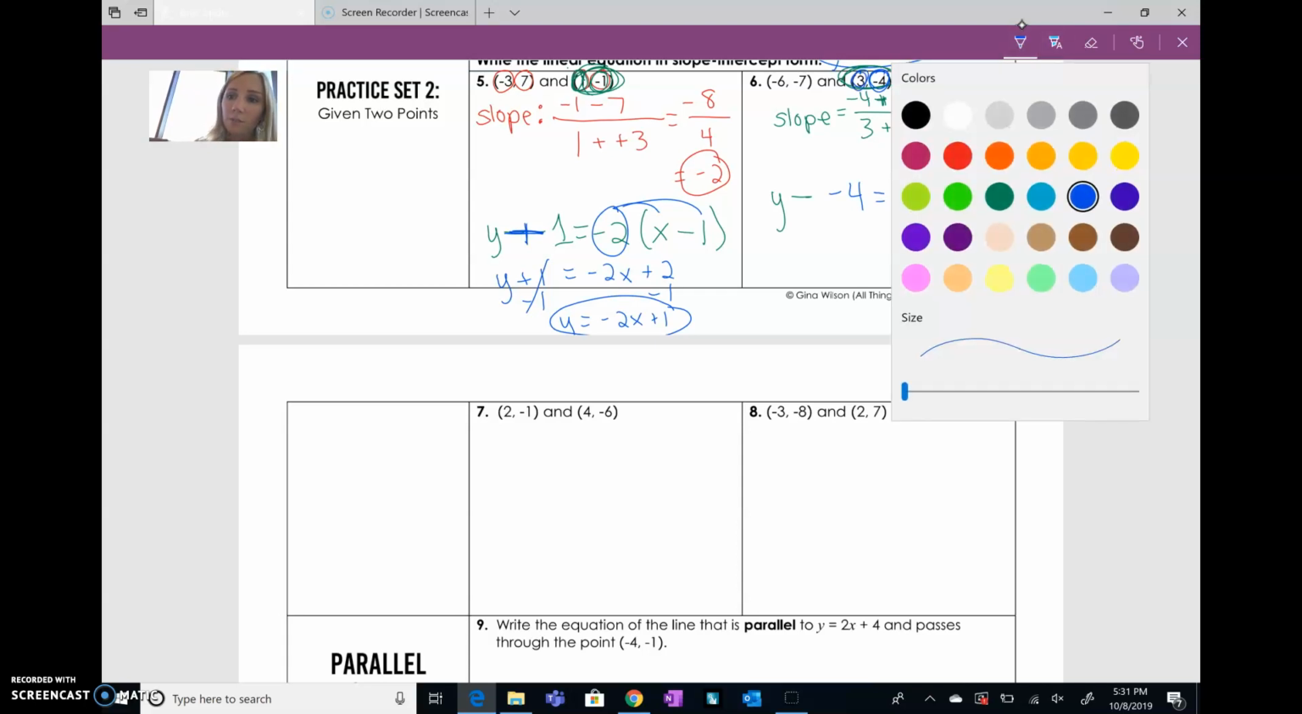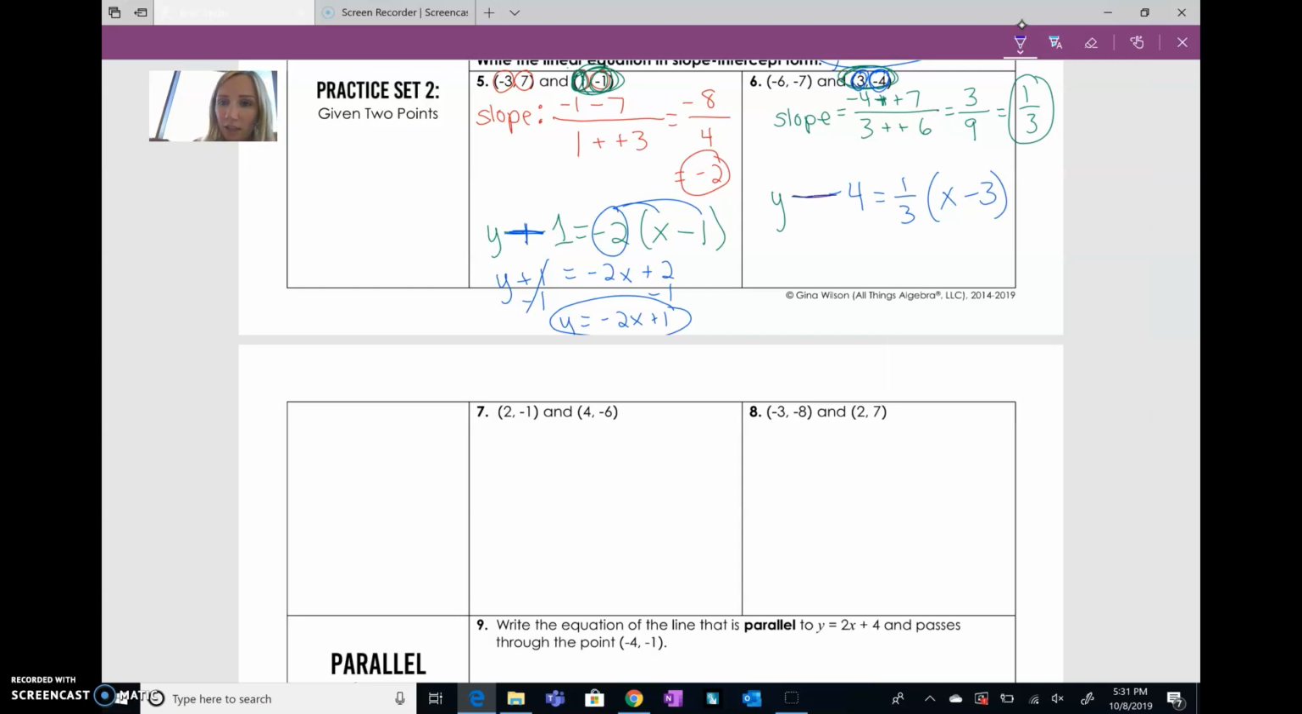Cool. And then you simplify. This is a positive, and you distribute this over here, so you get y plus 4 equals 1/3 x, 1/3 of negative 3. If you do it over here, you get negative 3 divided by 3, which is negative 1, minus 4, and y equals 1/3 x minus 5.